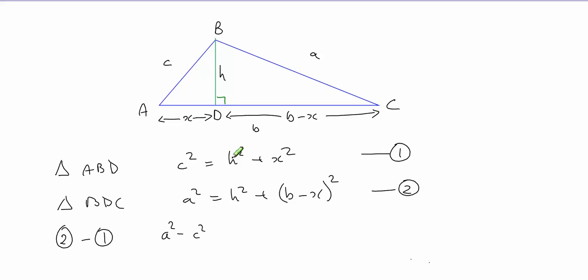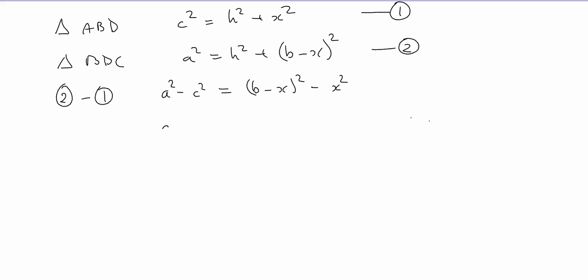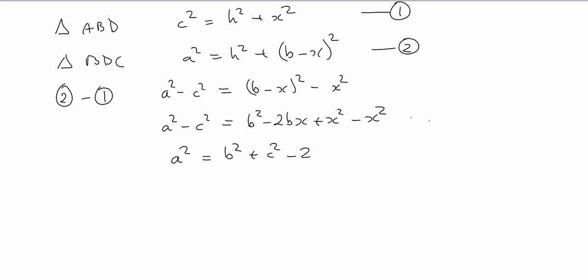H squared cancels out, h squared minus h squared, so that equals (b minus x) squared minus x squared. Okay, so expanding the (b minus x) squared, we have b squared minus 2bx plus x squared, minus x squared. The x squareds cancel. I'm going to add c squared to both sides, and I'll have a squared equals b squared plus c squared minus 2bx.